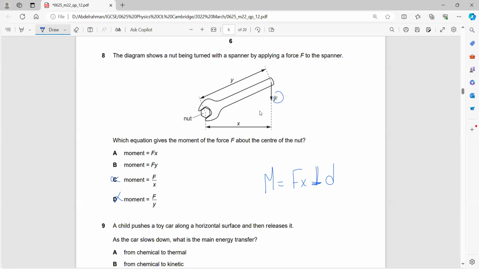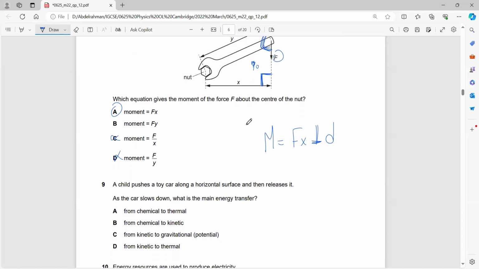Definitely, we will cancel out C and D. It's quite easy. The perpendicular distance, is it Y or is it X? Force and X are perpendicular. Yes. F and X are 90 degrees. F and Y are not 90 degrees. I don't know what this angle is, but it is definitely not 90 degrees. So the only perpendicular distance would be X. Okay, F times X.